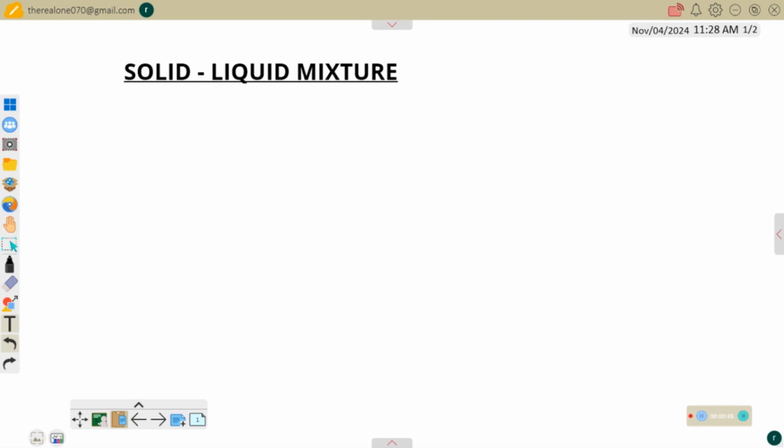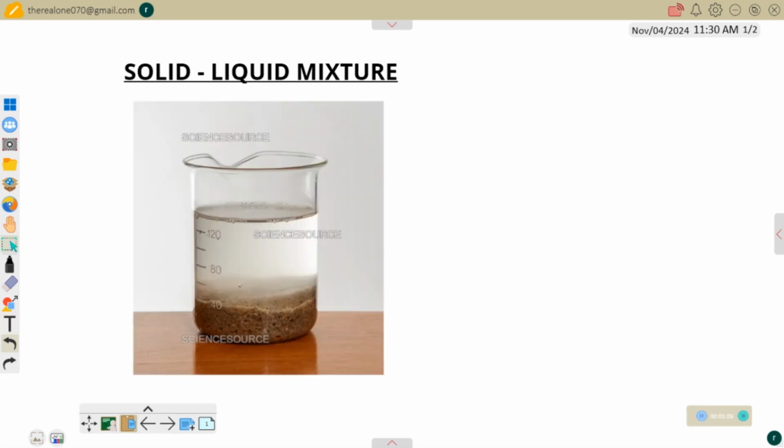Now, when we have a mixture of solid and liquid, that is, solid that does not dissolve in the liquid, we can use decantation method. We allow the solid particles to settle down. A good example of such a mixture is the mixture of water and sand. Sand does not dissolve in water. So consider the image of water and sand.